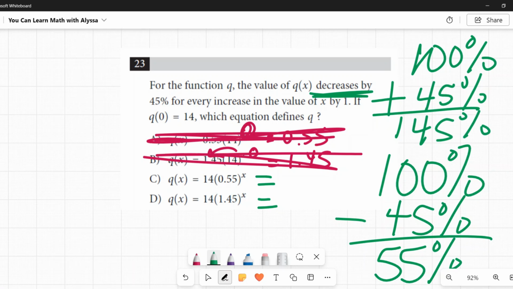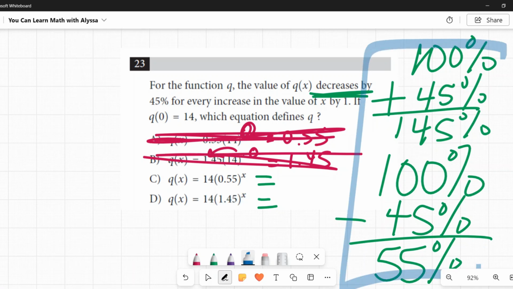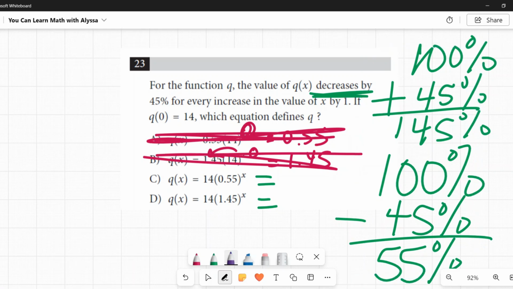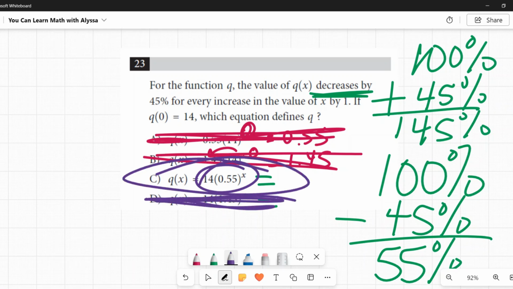So one is increasing by 45%, the other is decreasing by 45%. Again, if this number right here was less than 1, then you would need to know this math and be able to figure out which of those is correct. In this particular problem, they've kind of done the work for you, because that number being less than 1 means it's decreasing. That means it's increasing. D is out. C is my answer.